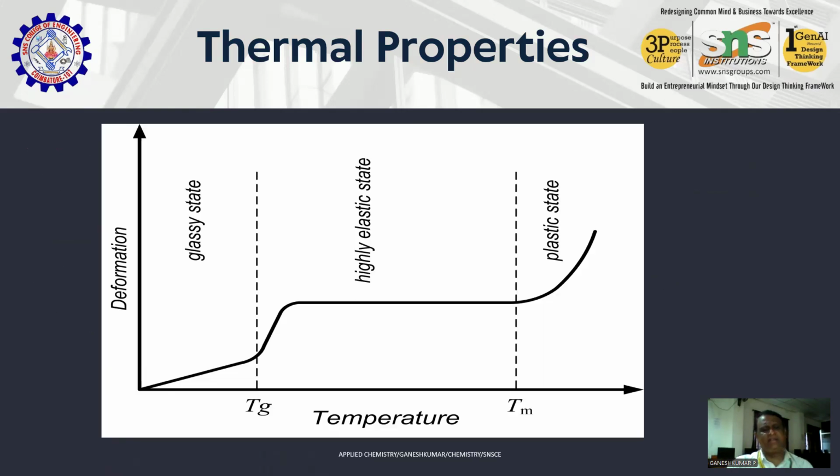As a comparison, here the x-axis is temperature and the y-axis is deformation. There are two vertical lines, Tg and Tm. Below Tg, the plastics are in a glassy state, that is, a hardened state. Above Tg, it becomes elastic, rubbery and loose. And after some time, when it reaches Tm, the melting temperature, it converts into a liquid state.